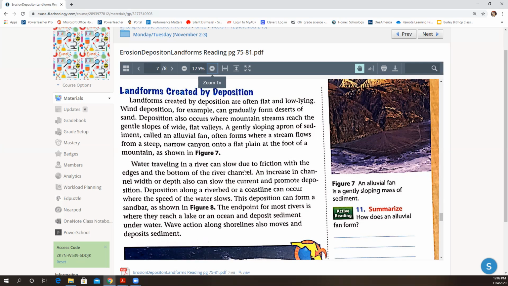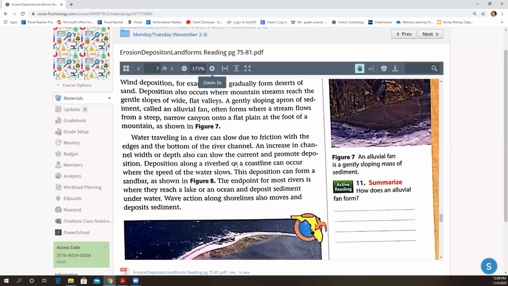Water traveling in a river can slow due to friction with the edges and the bottom of the river channel. An increase in channel width or depth can also slow the current and promote deposition. Deposition along a riverbed or coastline can occur where the speed of the water slows. Because if it gets slower, right, all the sediment's just going to kind of fall to the bottom. This deposition can form a sandbar, as shown in Figure 8. The end point for most rivers is where they reach the lake or an ocean and deposit sediment underwater.